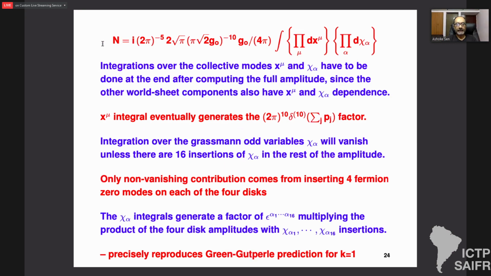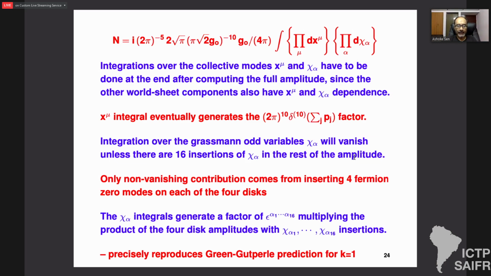So after doing all that, this is the final expression for n that we get. These are now the instanton positions. The chi alphas are the zero modes on the instanton, the fermion zero modes that are associated with broken supersymmetry. So the x mu integrals eventually generate the momentum conserving delta function that I said was missing initially. And the integration over the Grassmann odd variables, chi alpha, will vanish unless there are 16 insertions of chi alpha in the rest of the amplitude. So you need to bring down 16 factors of chi alpha from somewhere, and this has to be done from the rest of the amplitude.